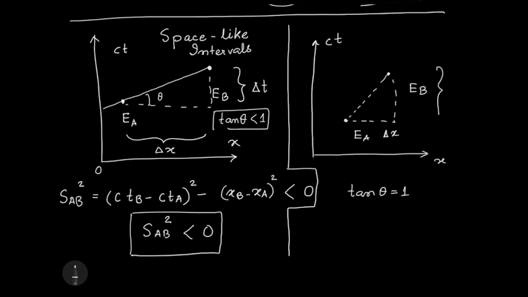Okay, so this part is my delta x, this is my delta y, delta t, c delta t. So S_AB squared. So tan theta equals 1 essentially means that, let me write it down first. Okay.